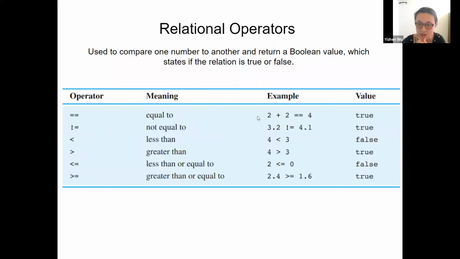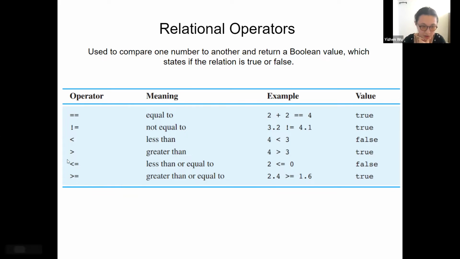Notice that it's different from the single equal sign, which would just assign a value, while this one outputs whether it is true or not. In the first example, 2 plus 2 is equal to 4, and that's true because 4 is equal to 4. The second one is the opposite of the first. It means not equal to, indicated by this exclamation mark. For 3.2 and 4.1, we know they're not equal, so this returns true because it satisfies the condition that the left side is not equal to the right side.